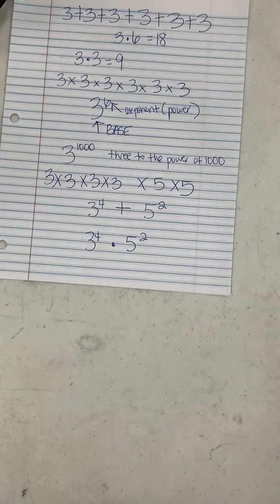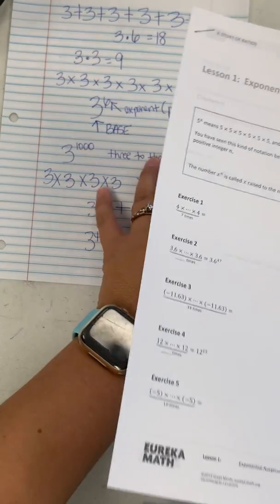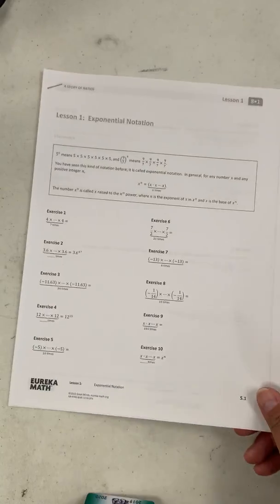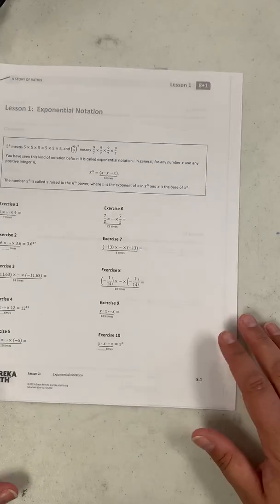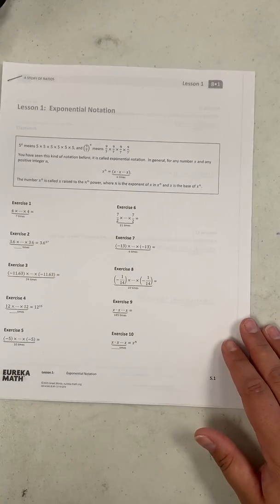So from what we just learned, we already know a lot about exponents, right? So what I'm going to do now is, all right, you already got your Eureka page. I want you to go to your first example. Go into your Eureka page. We're in lesson 1, and look what the title is, Exponential Notation.